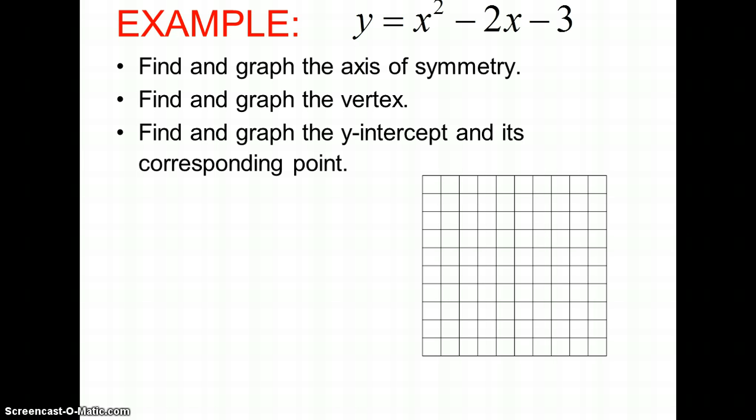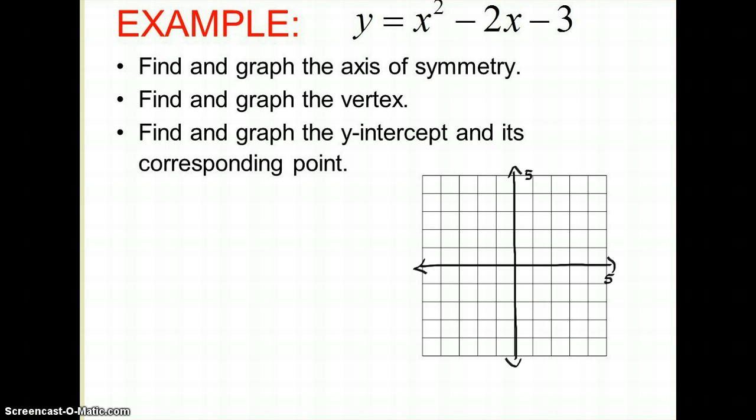Before I get started, on my graph I'm going to draw my axes. I'll draw my y-axis and my x-axis, and I'm simply going to use a scale of 1. So that'll make this a positive 5, and that'll make this a positive 5. Like that, so my scale is going to be of 1s.